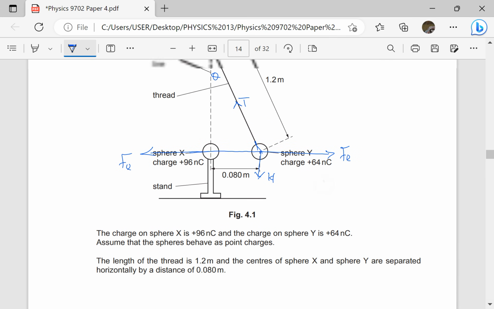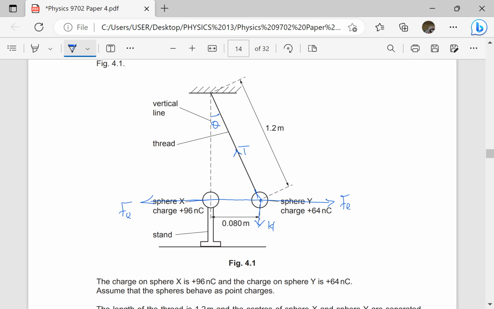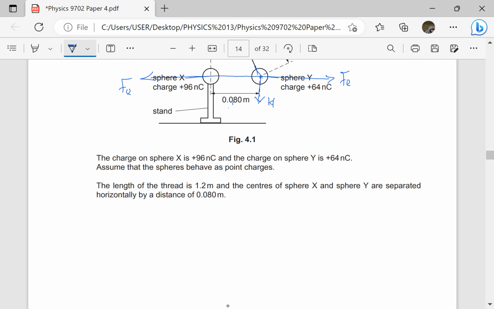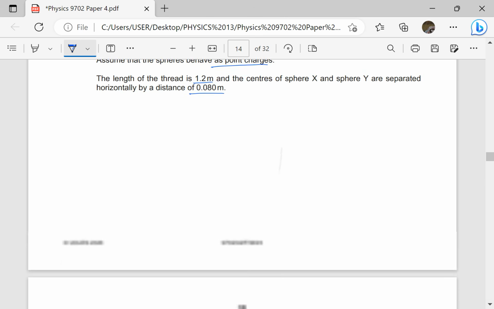Okay, but before we move any further, we can find theta. You notice that sine theta is opposite over hypotenuse. Sine theta is 0.08 over 1.2. Okay, the charge on the sphere X is 96 nanocoulombs, and the charge on the sphere Y is 64 nanocoulombs. Assume that the spheres behave as point charges. The length of the thread is 1.2. The centers of the spheres X and Y are separated by a horizontal distance of 0.08.